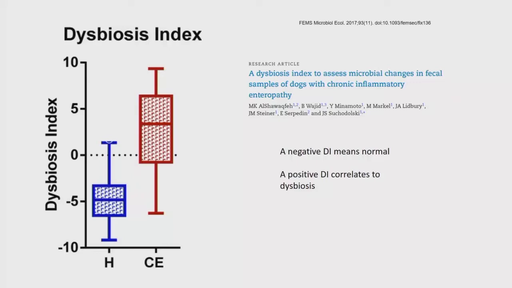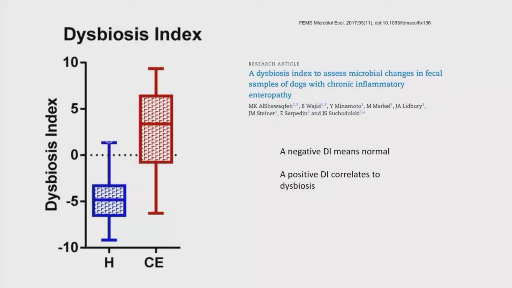They did Illumina sequencing, and then they used a really complicated mathematical algorithm to compare the two different groups. They came up with the 8 bacterial families which were most different between the two groups. They did a quantitative PCR for those 8 bacterial families plus the universal primer, so it ends up being 9 quantitative PCRs to come up with a dysbiosis index. They then tested it on a further cohort of healthy dogs and dogs with chronic enteropathy. What they showed is that in the US dogs, or in the samples being submitted to this particular laboratory, a negative dysbiosis index means they are more likely to have a normal bacterial microbiome, whereas a positive dysbiosis index correlates to dysbiosis.